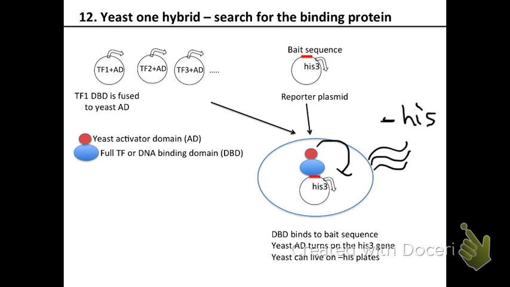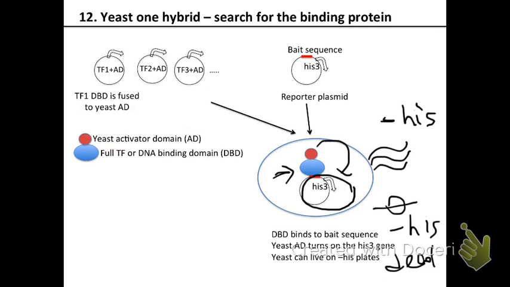What happens if your transcription factor does not bind to the bait sequence? What is going to happen to those cells? If you plate them, what is going to happen to the HIS3 gene? It's not going to be expressed, right? It does not have the transcription factor binding upstream. It's not going to be expressed, and then these guys on minus His plates are going to be dead, right? Does that make sense? Any questions about yeast one-hybrid?